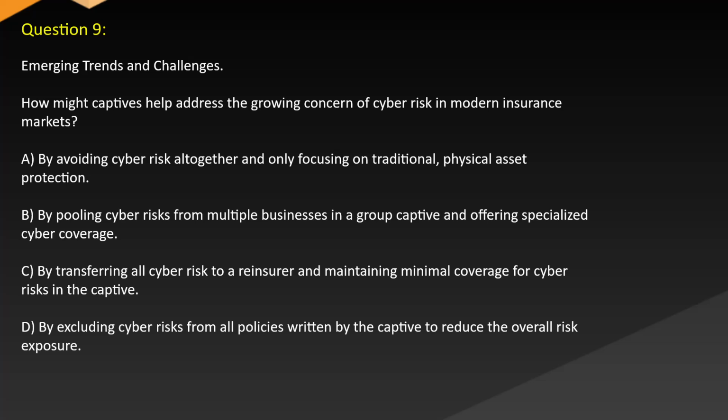Question 9. Emerging trends and challenges. How might captives help address the growing concern of cyber risk in modern insurance markets? A. By avoiding cyber risk altogether and only focusing on traditional physical asset protection. B. By pooling cyber risks from multiple businesses in a group captive and offering specialized cyber coverage. C. By transferring all cyber risk to a reinsurer and maintaining minimal coverage for cyber risks in the captive. D. By excluding cyber risks from all policies written by the captive to reduce the overall risk exposure.